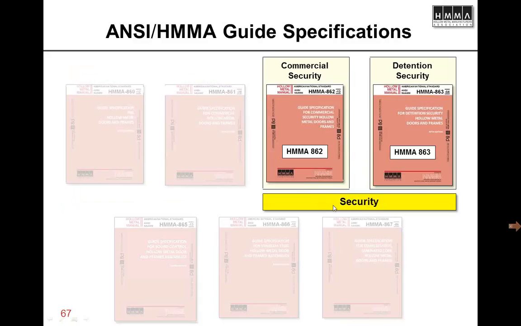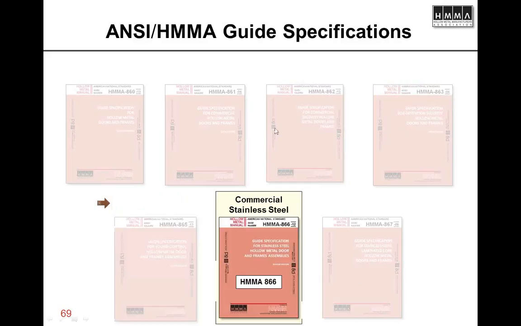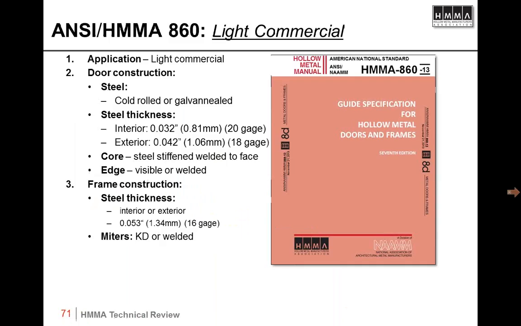From there, dealing with security items, we do have a commercial security standard, 862, and then detention security standard, 863, which deals with detention, period, whether it's penitentiary or any type of enforcement. Then there's a standard 865 dealing with acoustical swing doors, and finally, commercial stainless steel products. So those are the 7 specification standards.